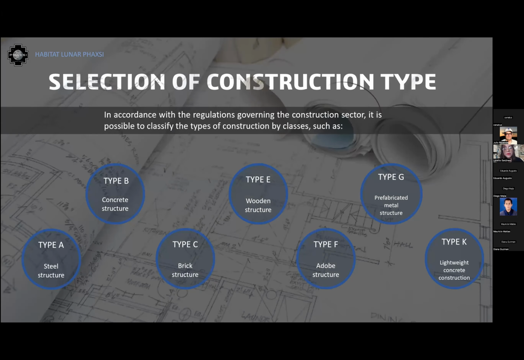About the structure and selection of construction type. We talk about the structure. We must select the type of construction that will be done. We divided it into approximately 7: type A, type B, type C, type D, type F, and type K.